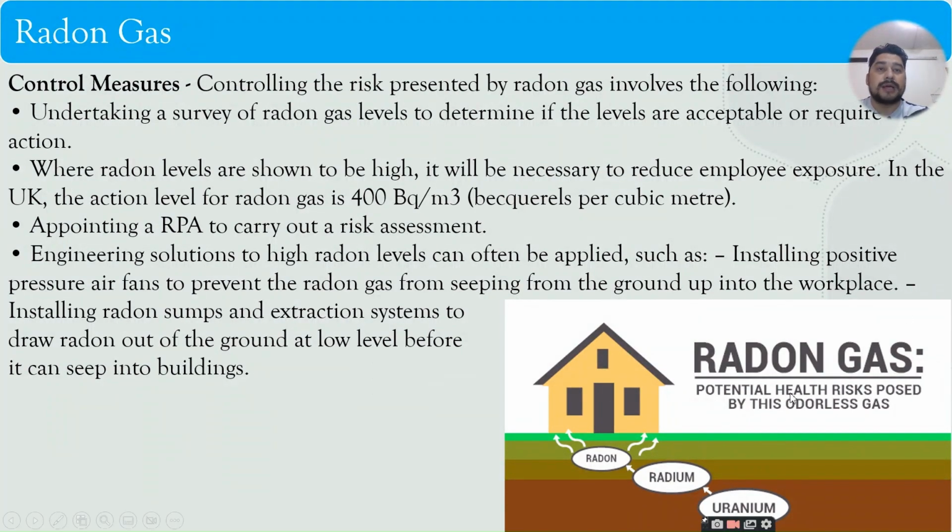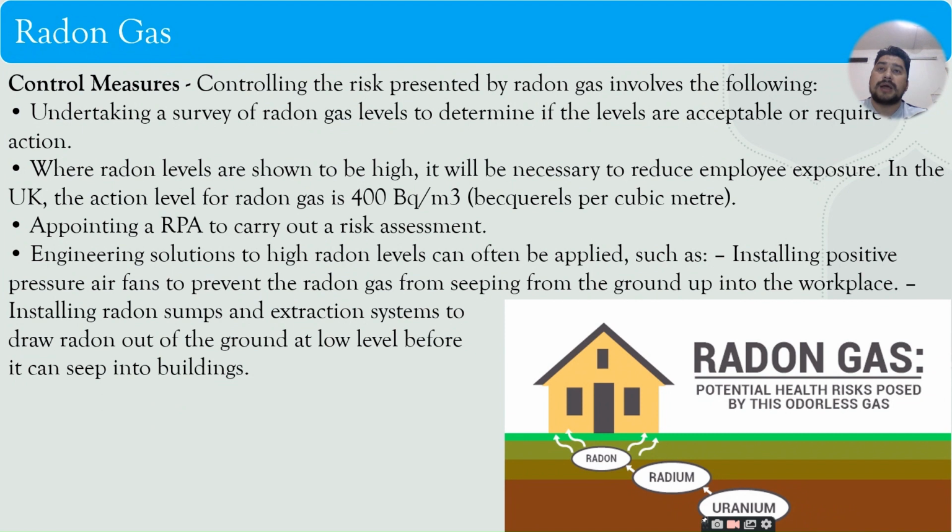So how does the radon gas come? Due to uranium and radium, radon will come up, and there is a potential health risk posed by the odorless gas. It is an odorless gas and it can cause a health risk also. Where radon levels are shown to be high, it will be necessary to reduce employee exposure. In the UK, the action level of radon gas is 400 Bq per cubic meter.